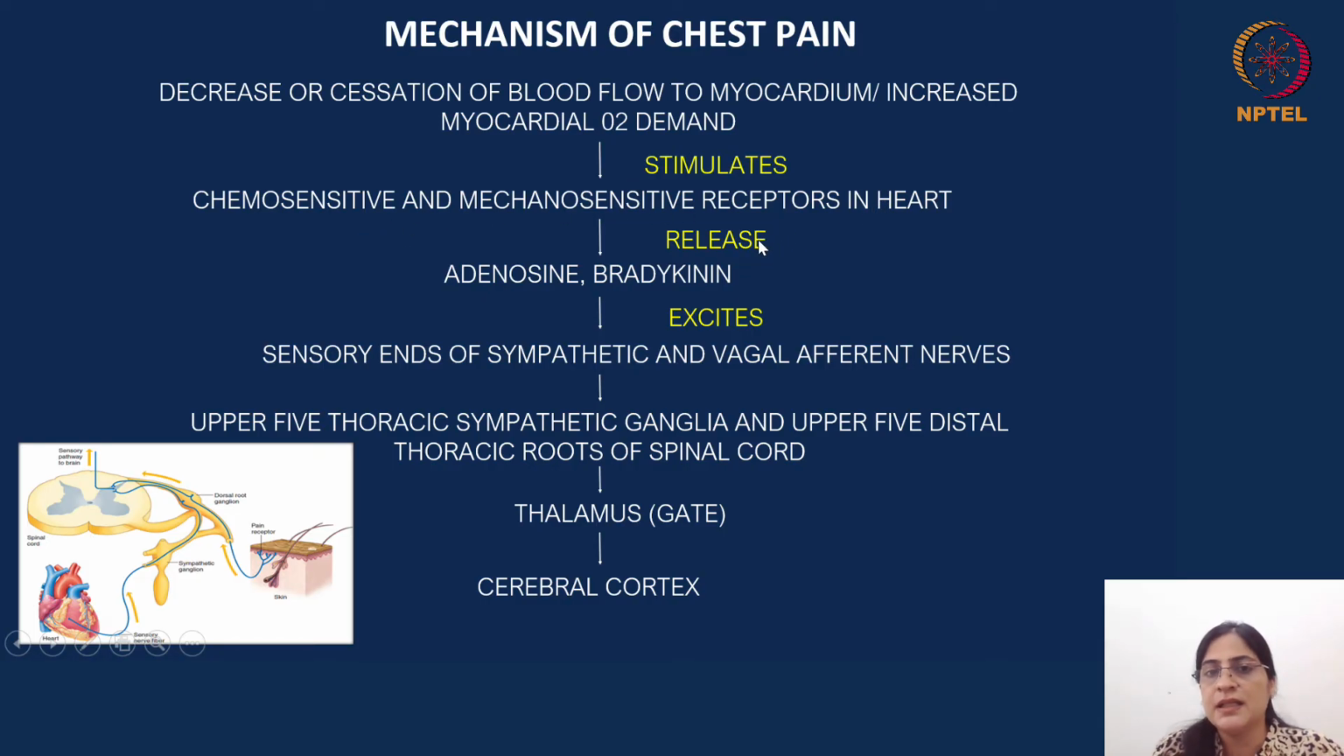These receptors will release adenosine and bradykinin, chemical mediators, which will excite the sensory ends of sympathetic and vagal efferent nerves. Now, this stimulus further goes to the thoracic sympathetic ganglia and the thoracic roots of the spinal cord, which cross to the thalamus, which is the gate to the cerebral cortex, and the patient feels chest pain.